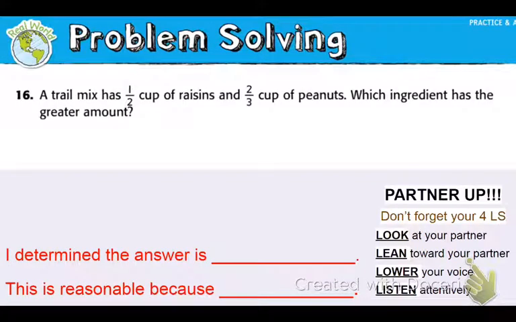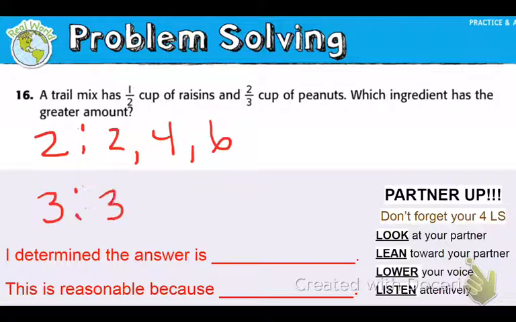A trail mix has a 1/2 cup of raisins and 2/3 cup of peanuts. Which ingredient has the greater amount? Well, step 1, let's list those multiples of the denominator. 2, 4, 6, 3, 6. I already found the least common multiple.